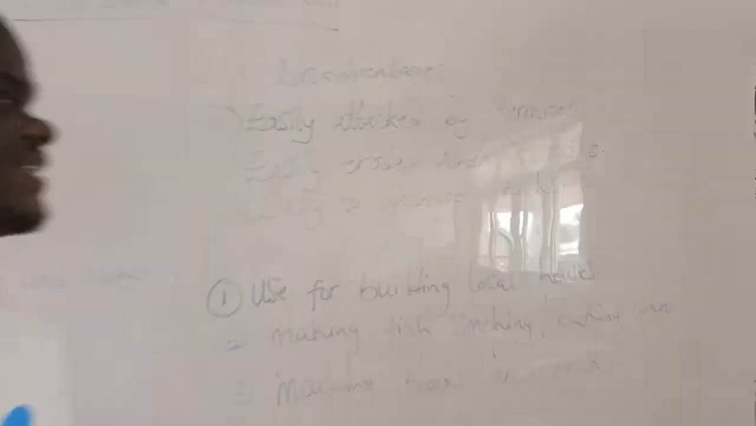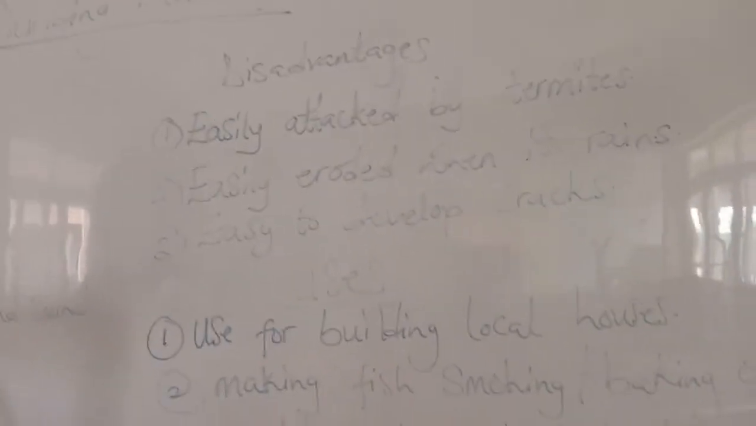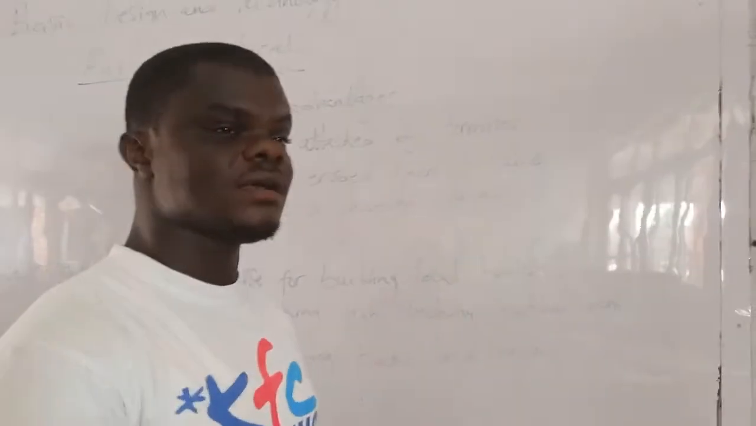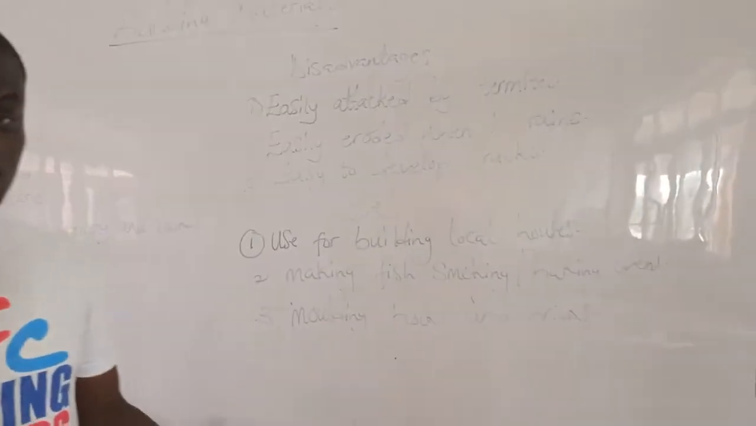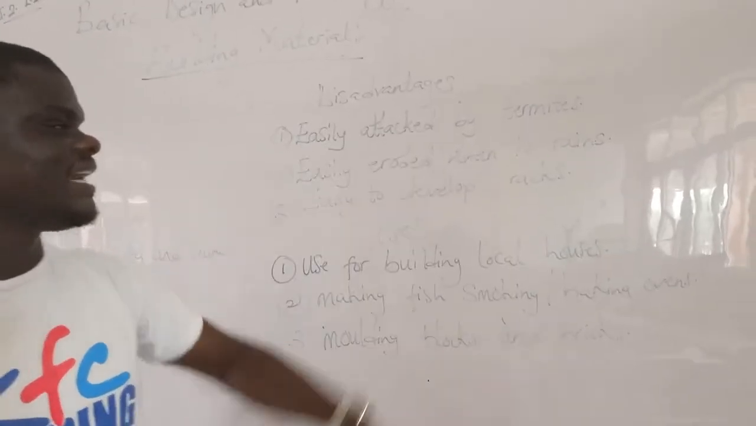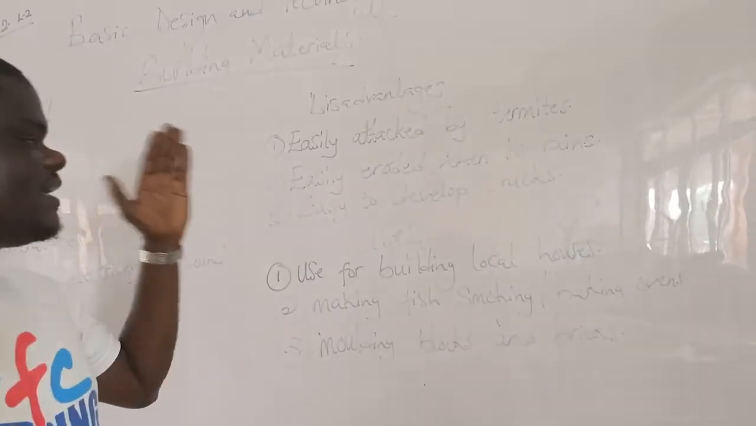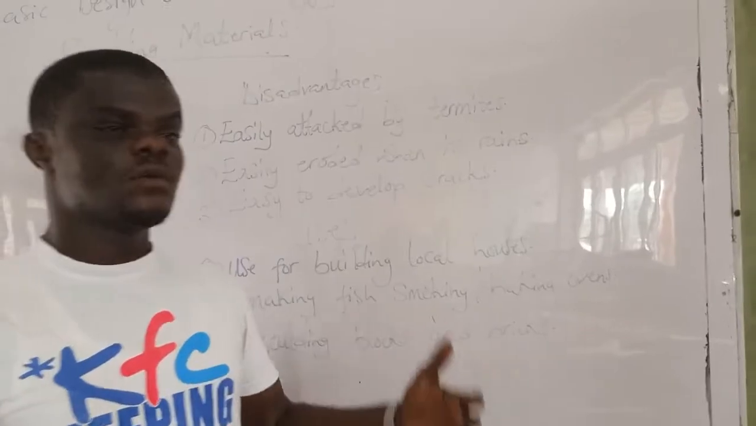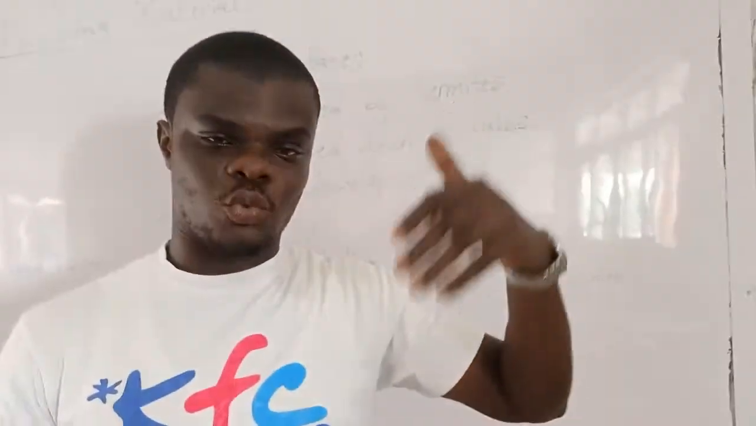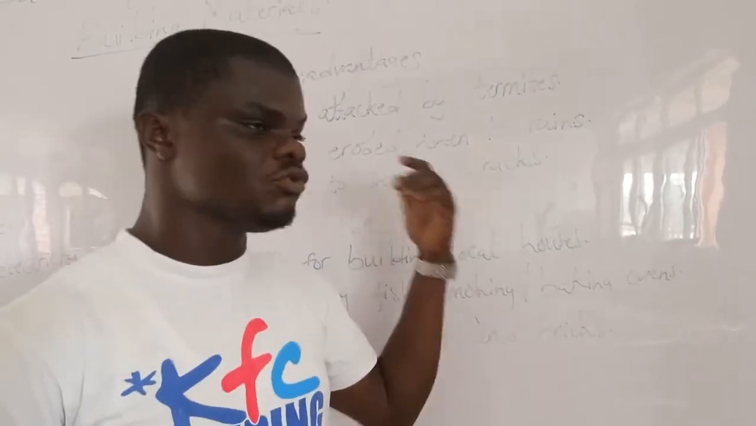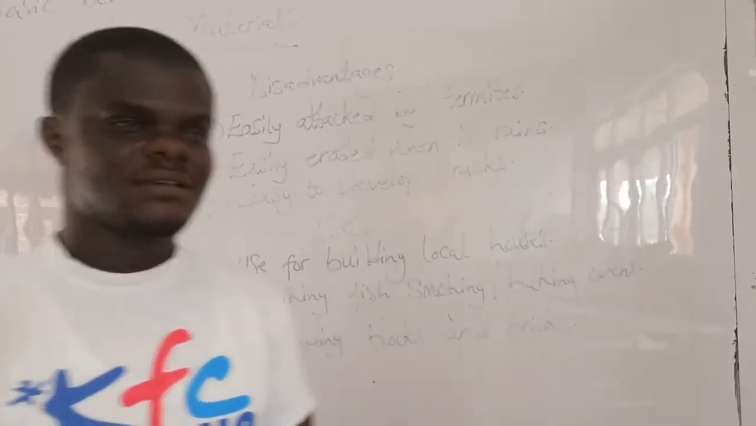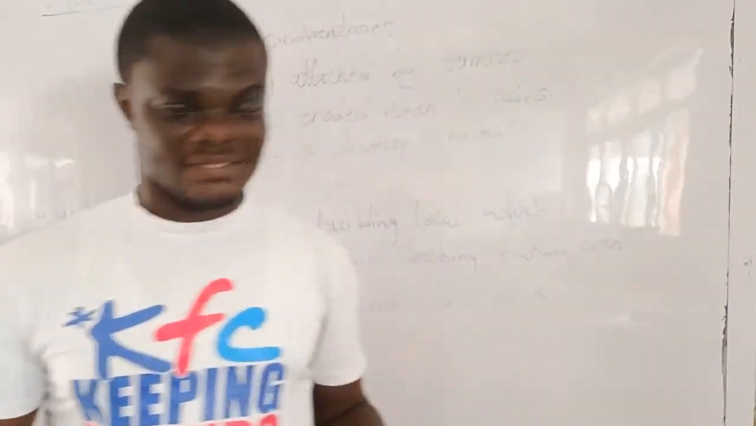Laterite is easily attacked by termites, because before you get the laterite, it is mostly the home of those smaller insects, so they easily attack it. It easily erodes when it rains. When it rains, you see that the mud houses will be washing away gradually. It's also easy to develop cracks. Laterite easily develops cracks. Good.